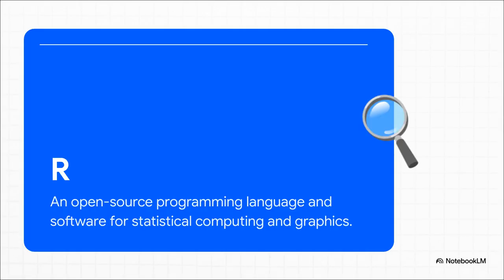Well, the official definition is it's an open-source programming language made for statistical computing and graphics. But the key thing to get here is that it was built by statisticians for statisticians. And because it's open source, it's not some static piece of software. It's more like a living, breathing ecosystem that's constantly being improved by this massive global community.